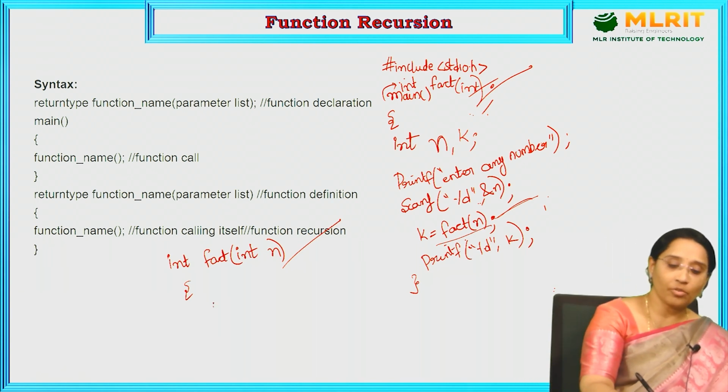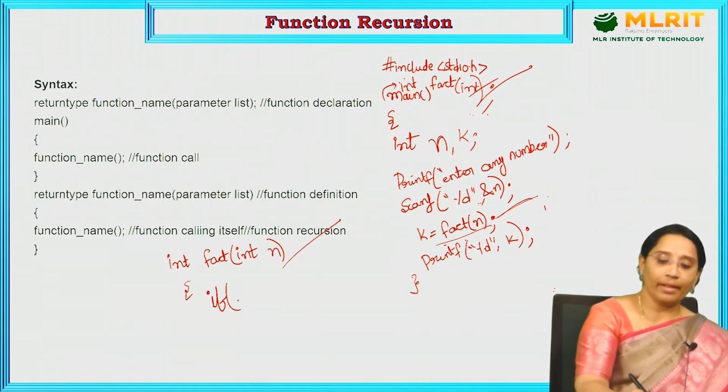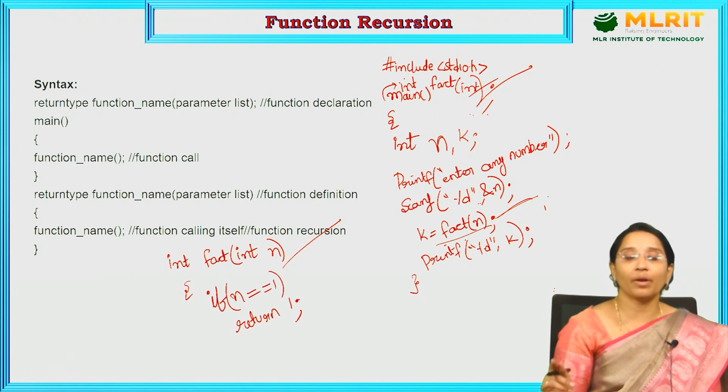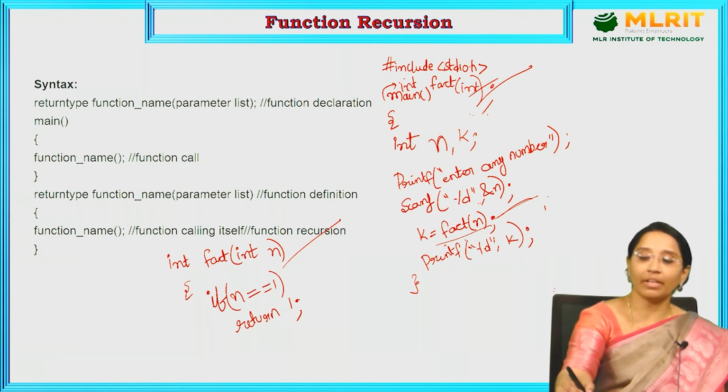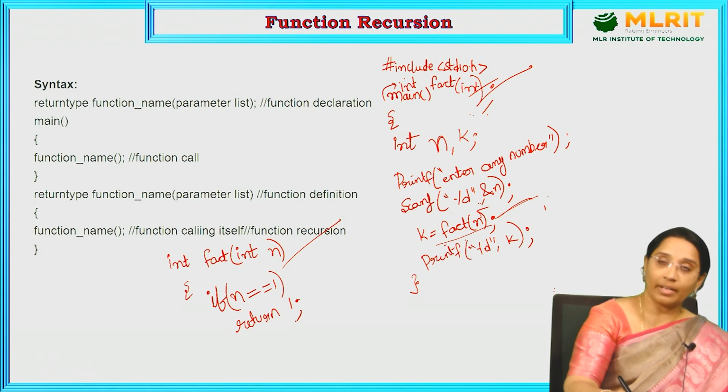So first you will decide the base condition. What will you decide? If n equal to 1, return 1. When n reaches 1, starting from n equal to 5, when n reaches 1, stop. So return 1, else return.